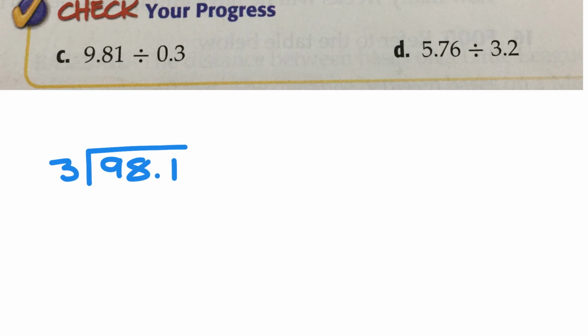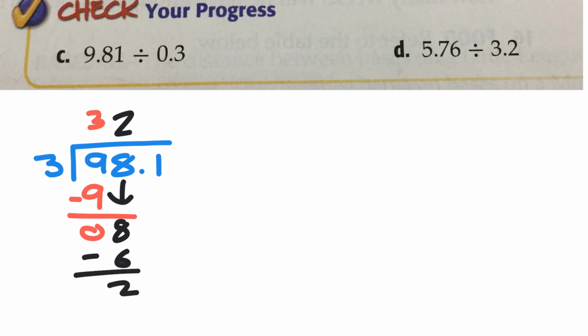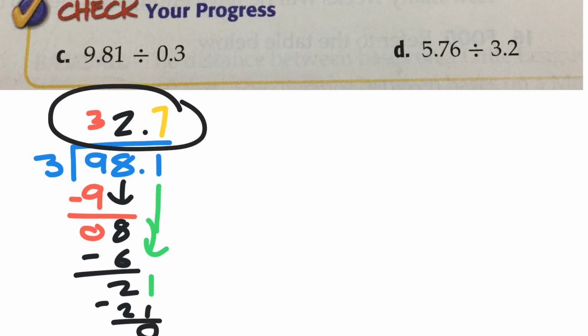Okay. Now what? Now say 3 can go in 9 3 times. Then go to 9. 3 times 9 is 0. 3 times 2 is 6. 2 is left over. Then I brought down the 1. Then 3 times 7 is 21. And then you put the decimal point in the answer. Then when I subtract that 21, I got 0 left. So that was all we needed. So our answer there should be 32.7. That's correct.